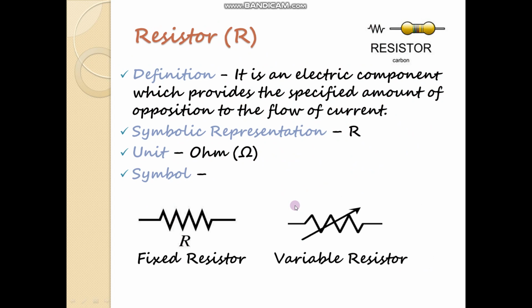Now resistor. This is the actual picture of the resistor. It is the electric component which opposes the flow of current in an electric circuit, represented by the letter R, unit is ohm, and these are the symbols for fixed and variable resistance.